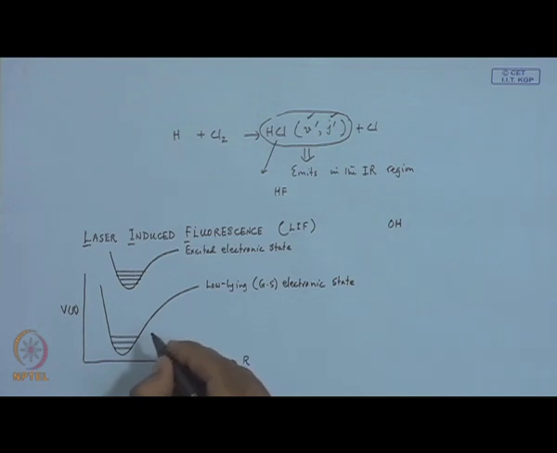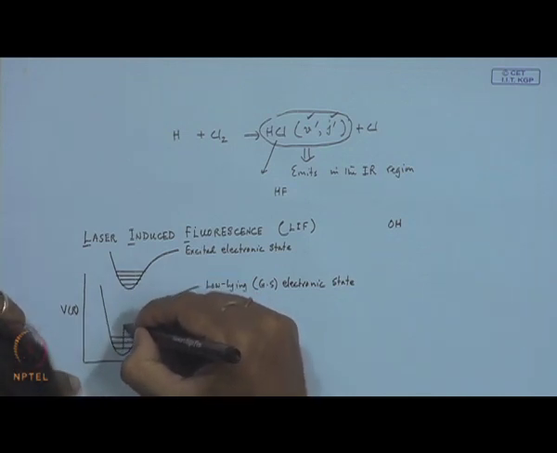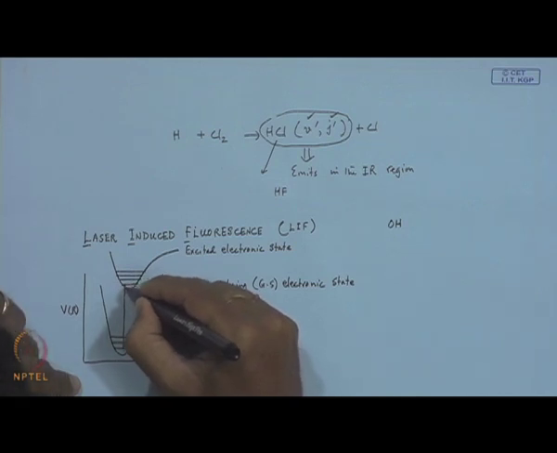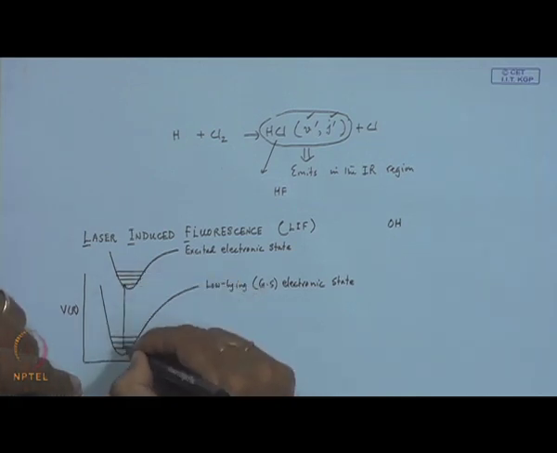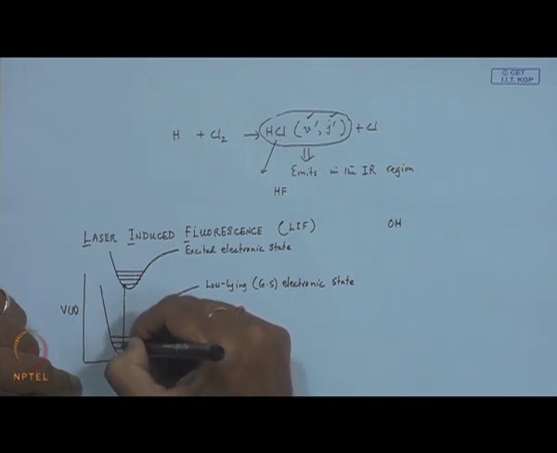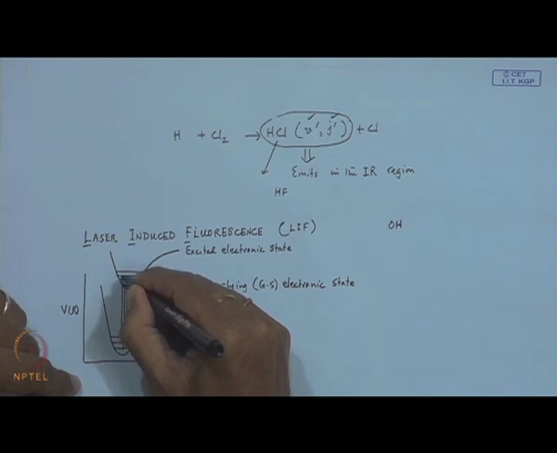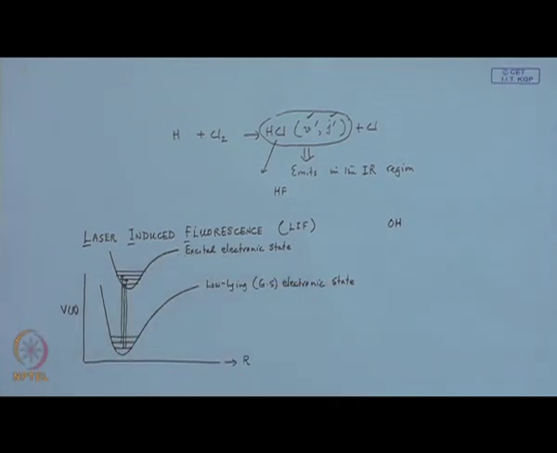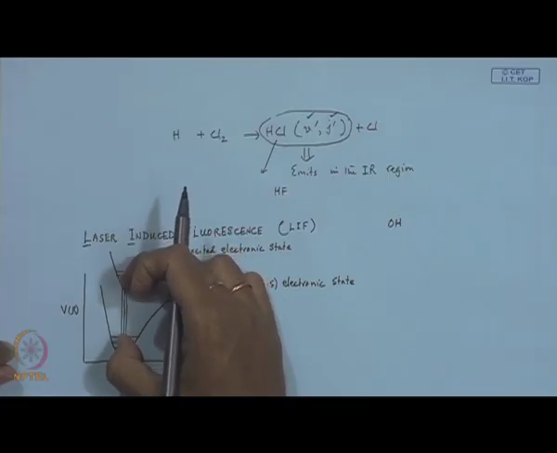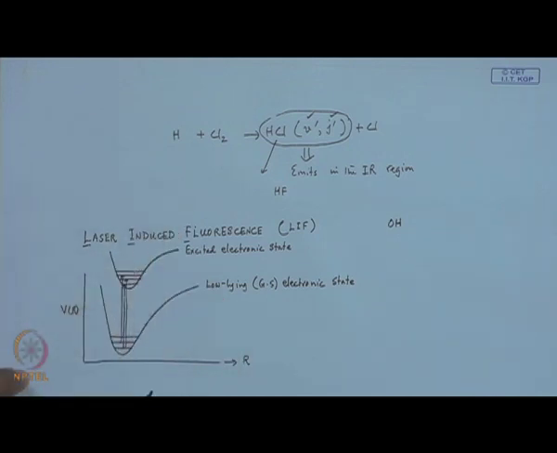So what do you do? You excite with a laser, and depending on the frequency of your laser, maybe it will reach over here, maybe it will reach somewhere over here also. Maybe it will originate from here and go to here, this way. So depending on your excitation energy, when this gap matches the initial and final states, then the transition will take place.